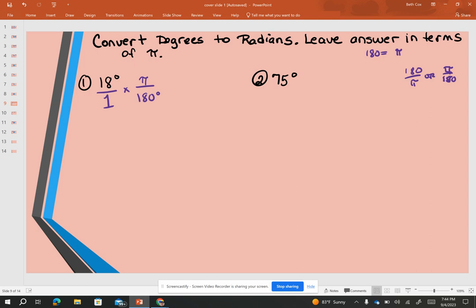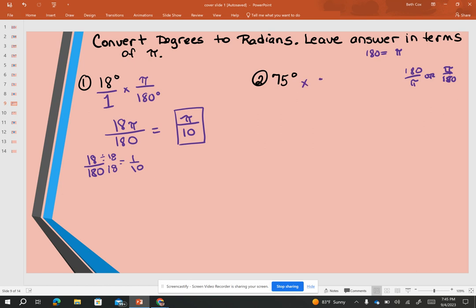So now when I multiply this, I'm going to get 18 pi over 180. Now this needs to be reduced, put in lowest terms. We need to simplify the fraction part. Just separate out the 18 over the 180, and then we'll stick the pi on it. Both of those are reducible by 18, so I get 1 over 10. And so this is going to be 1 over 10 pi, also known as pi over 10 radians. So 18 degrees would be pi over 10 radians.